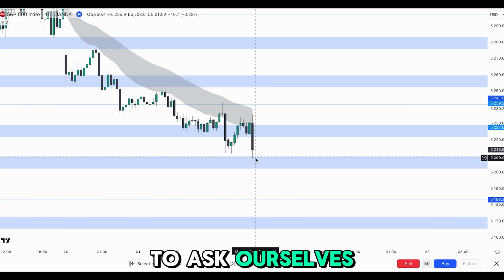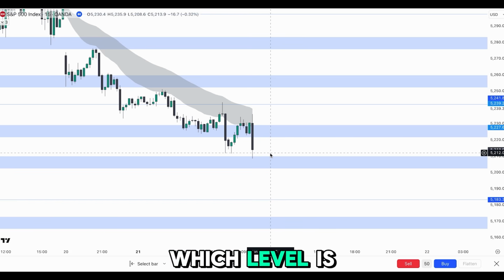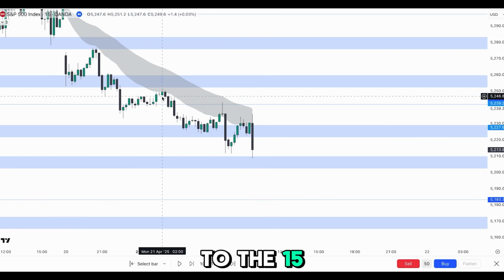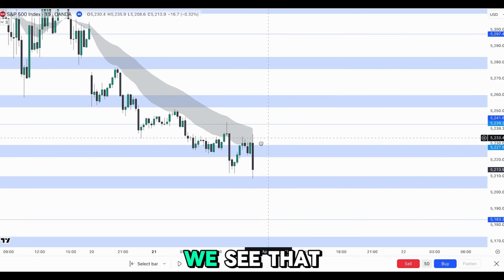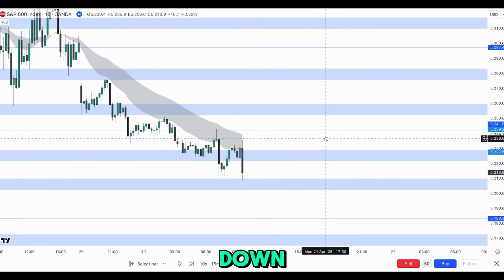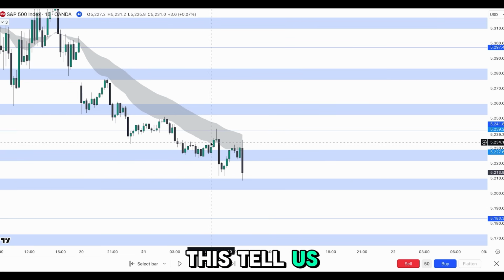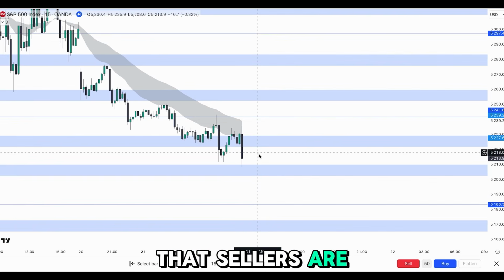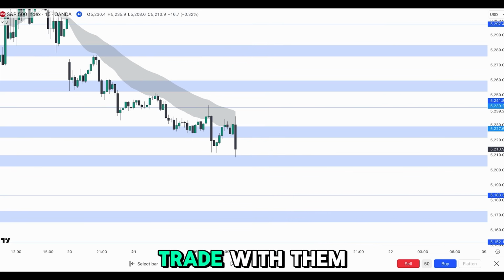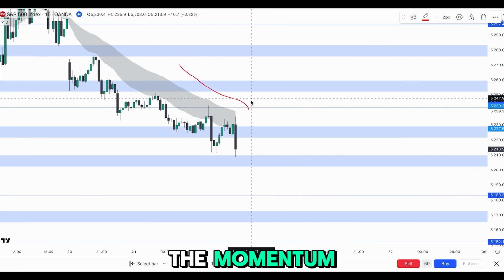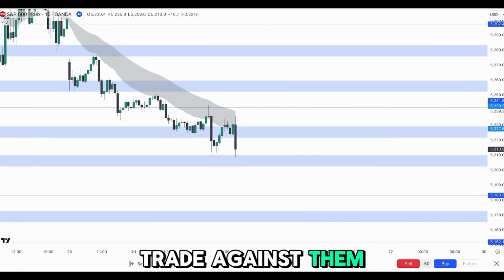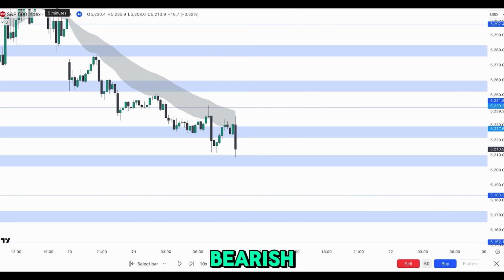Now we need to ask ourselves the question, which level is it more likely to move to next? To answer that, we zoom out to the 15-minute time frame. And here we see that the cloud is very clearly sloping down, and the price rejects off it cleanly. So what does this tell us? This tells us that sellers are in full control. We want to trade with them since they have the momentum, or at the very least not trade against them. Now the higher time frame is bearish.